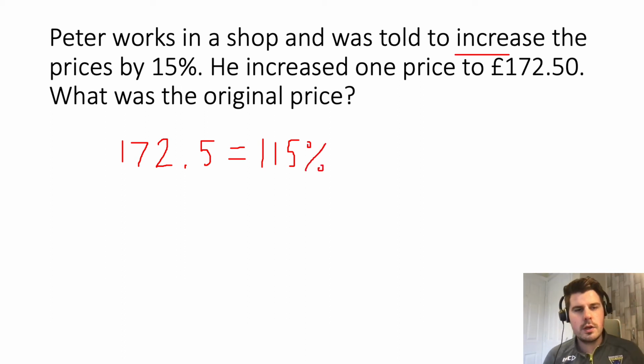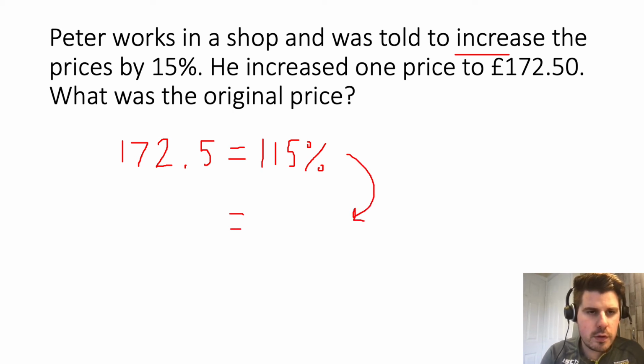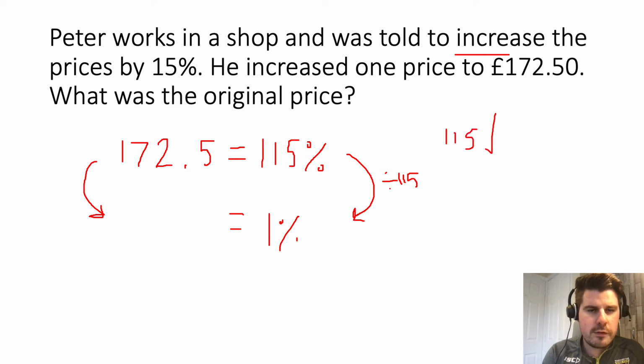What we want to do is get that down into something much more manageable. I want to see if I can get it to 1%. So I need to divide that by 115, and I need to do the same on the other side as well. So I'm actually going to do this in formal division. I just need to remember to leave that decimal point in there.